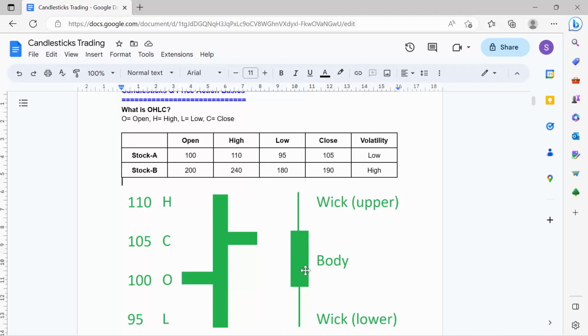On the candlestick, the solid part is called the body. For stock A, the closing is higher than the open, so the sentiment is bullish. The color of the candle will be green. For a green candle, the bottom of the body represents the open price and the top of the body represents the closing price, and the upper wick denotes the high price and the lower wick denotes the low price.